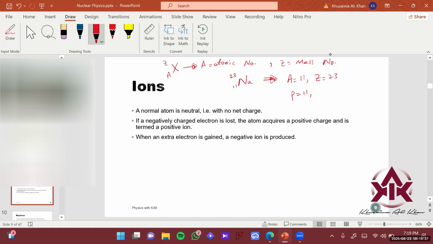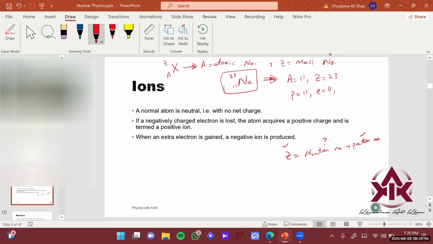And if I talk about the atom over here, it is not charged positively or negatively, so it will have the same number of electrons, right? And Z is the neutron number plus the proton number. So we know the proton number, we know Z. Can you find the neutron number?